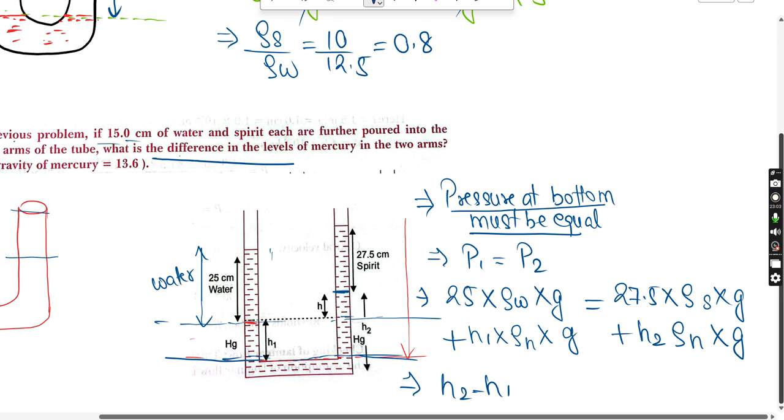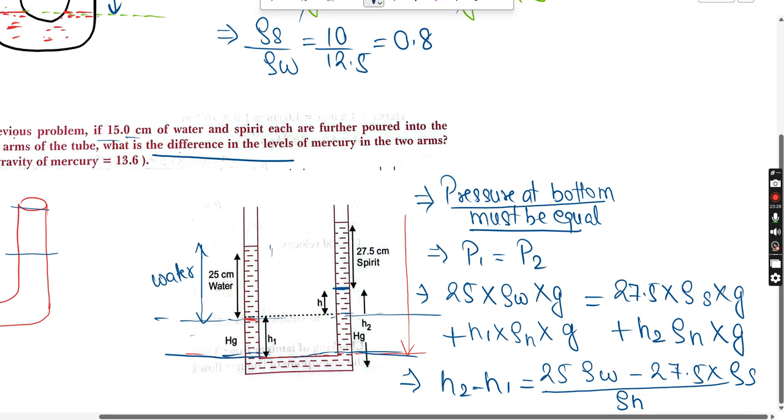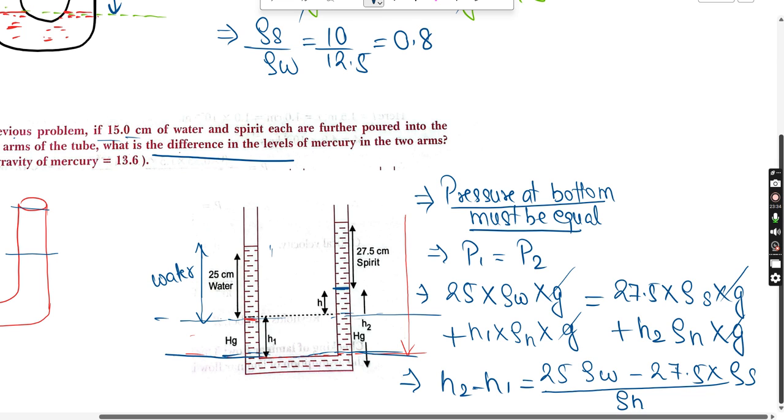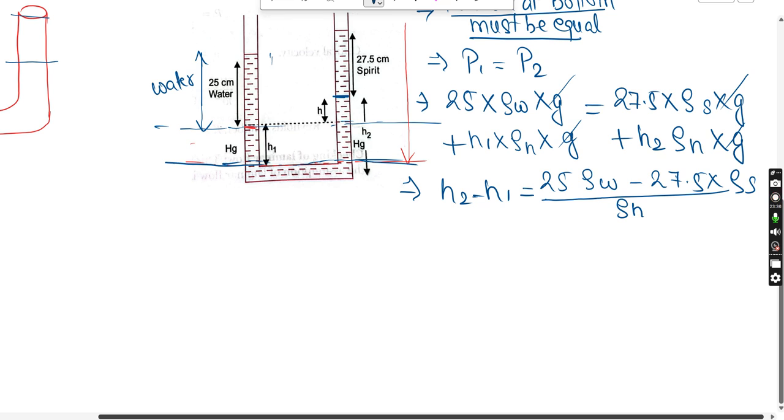So how will you do H2 minus H1? Keep all things at the other side, right? So ultimately you are going to get 25 into rho W minus 27.5 into rho spirit, divided by rho of Hg, that is mercury. Got it? Now you'll ask me where g goes. g will be cut down from both the sides, right? Getting my point. So if g gets cut down from both the sides, you need to find the height difference, right? So you can put the values here.